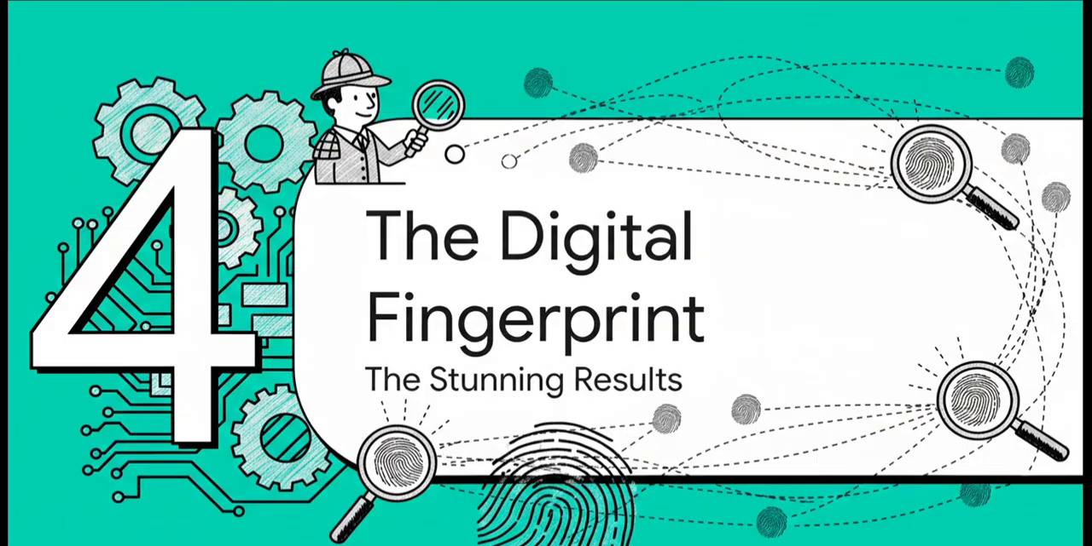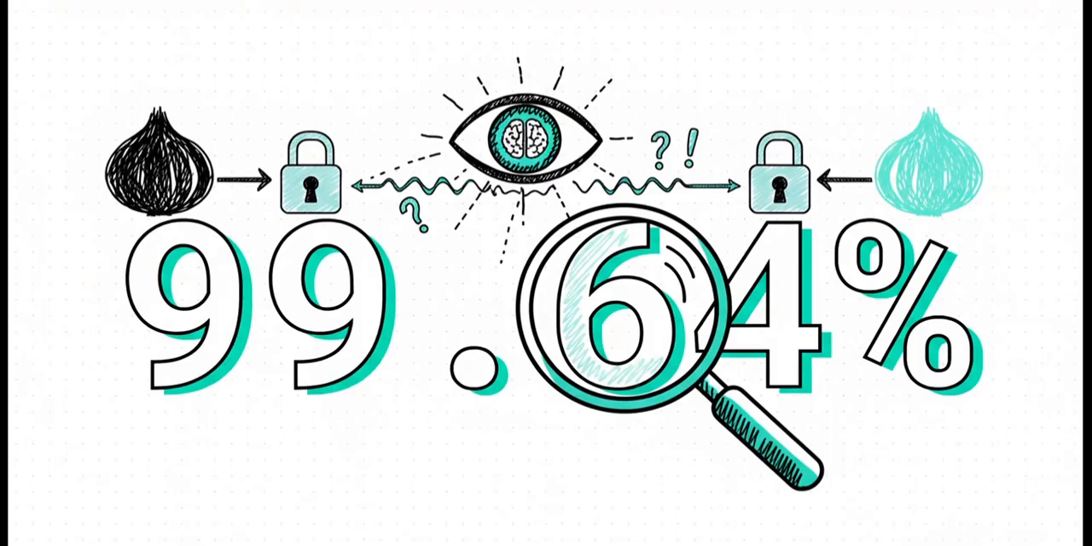The huge question is, did it actually work? Could the AI really find a kind of digital fingerprint to distinguish Tor traffic from everything else? The answer was a resounding and, honestly, a pretty shocking yes. Just look at that number, 99.64%. That is the accuracy the researchers' model achieved.